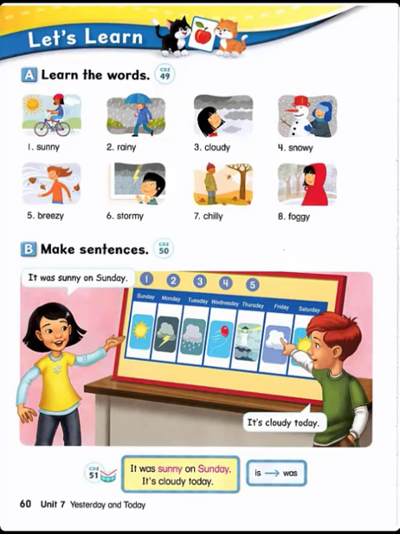Page 60. B. Make sentences. It was sunny on Sunday. It's cloudy today. Number 1. It was sunny on Sunday. It's cloudy today. Number 2. It was stormy on Monday. It's cloudy today. Number 3. It was rainy on Tuesday. It's cloudy today. Number 4. It was breezy on Wednesday. It's cloudy today. Number 5. It was foggy on Thursday. It's cloudy today.